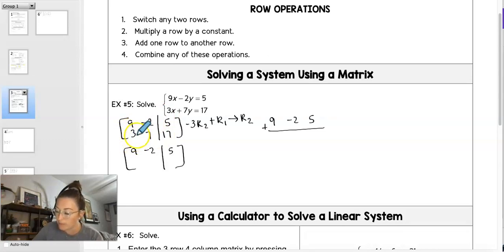So -3 times 3 gives me -9. This one is going to be -3 times 7 is -21. And then right here, -3 times 17 is -51.